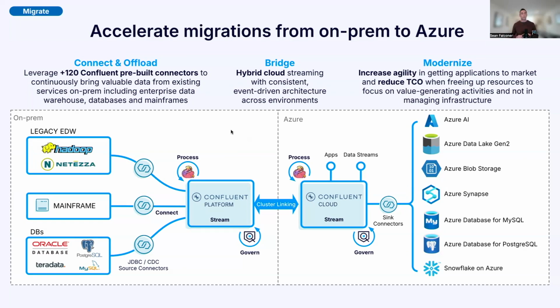But with Confluent, you can modernize your on-prem data services and applications without the heavy lift and shift, with a consistent data architecture using Apache Kafka across those environments. You can connect your on-prem systems to your cloud systems, leveraging our 150 plus pre-built Confluent connectors to stream data from those on-prem data services to Azure. You can increase agility and reduce your TCO, freeing up your resources to focus on value generating activities instead of managing the infrastructure.